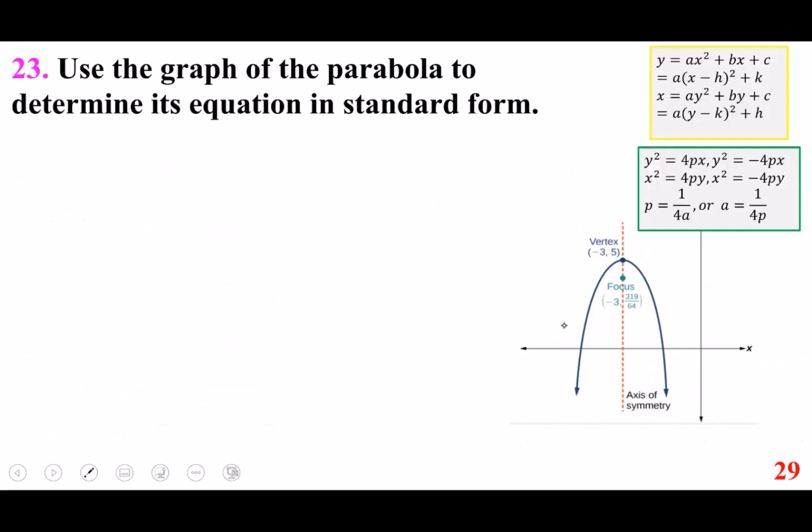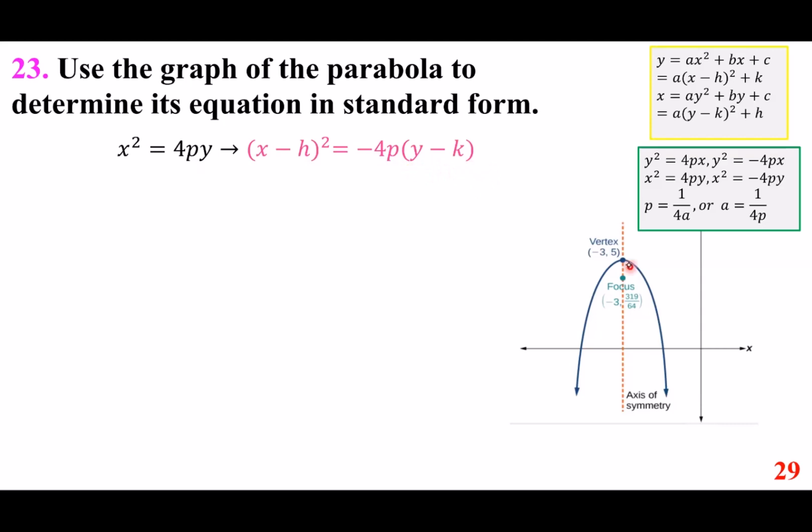We want to use the graph to determine the equation in standard form, and I want to quickly go over that two different ways. So first and foremost, if you want to go this route, we notice that it opens down. That means x must have degree 2. If it opens up or down, x must have degree 2. So therefore, we are going to go with x squared equals 4py, or (x minus h) squared is minus 4p times (y minus k). I want to show you both ways.